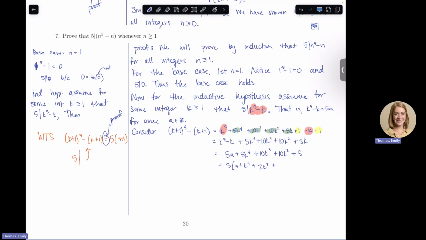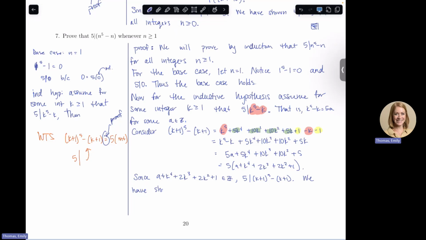2K cubed plus 2K squared plus 1. Okay, that looks better. And then I'm going to say since A plus K to the 4th plus 2K cubed. My writing doesn't look like it makes sense anymore. 2K squared plus 1 is an integer. 5 divides K plus 1 to the 5th minus K plus 1. We have shown.